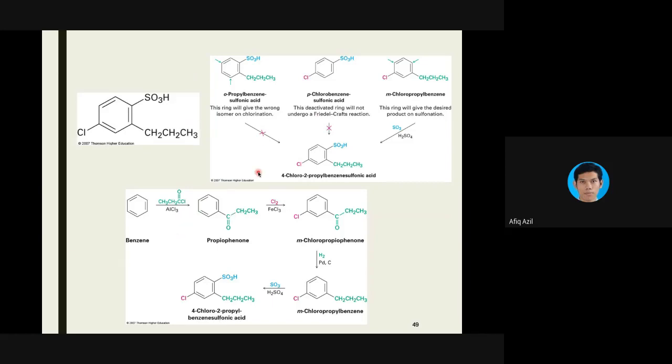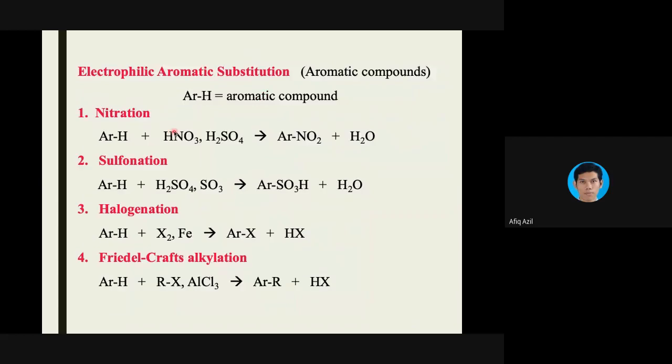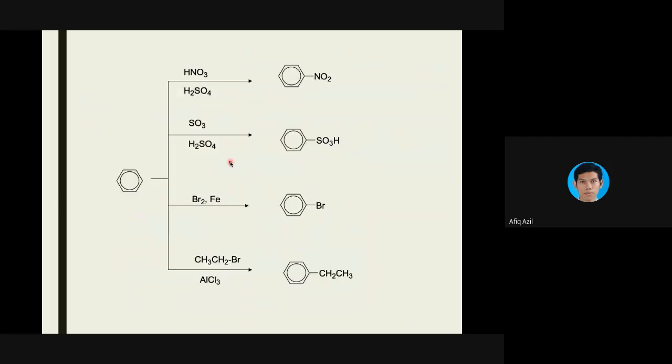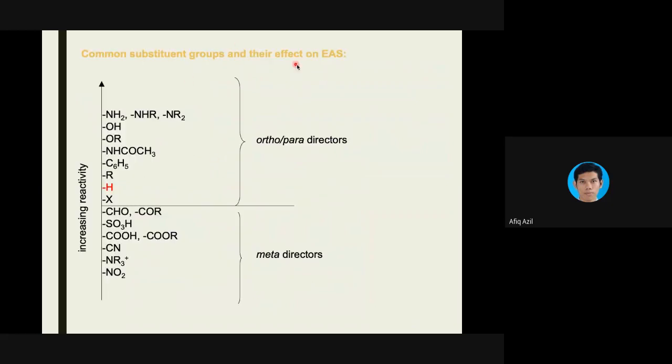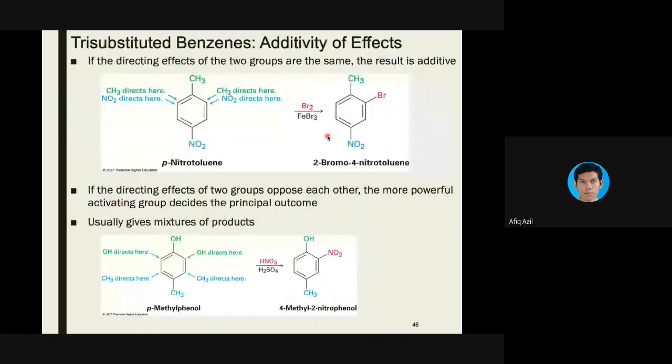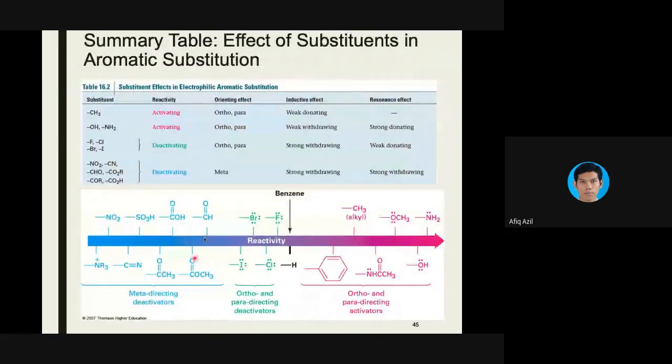Okay, so these are sort of a summary of all of the reactions. There are 5. Okay, alkylation, another one acylation, acylation with different reagents. Okay, and this is also the same. Common substituent groups and their effects. Okay, ortho-para directors. Okay, but I believe this is the most useful slide in this unit.